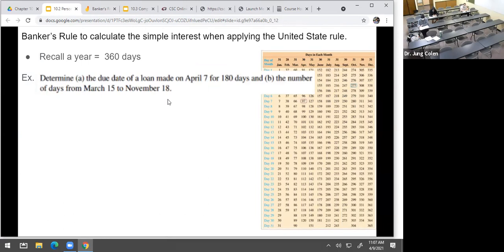So how many days have passed since March 15th until November 18th? How do you find how many days have passed? You can just find the difference, right? By subtracting 74 from 322. So how many days?